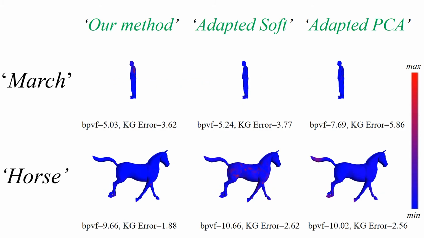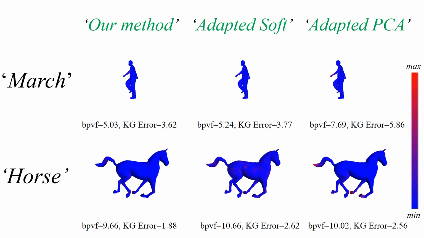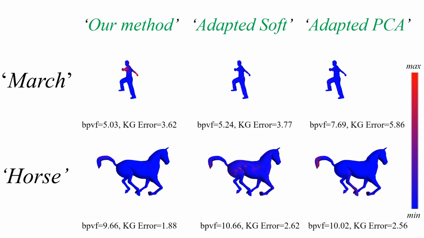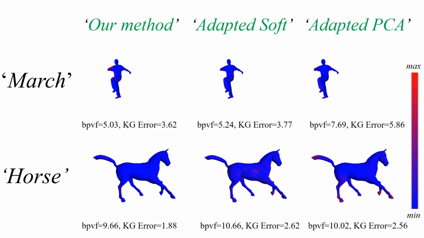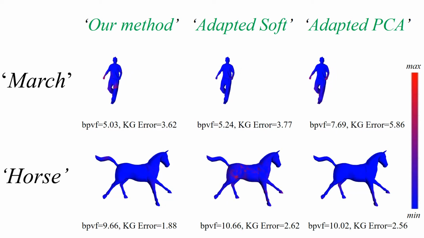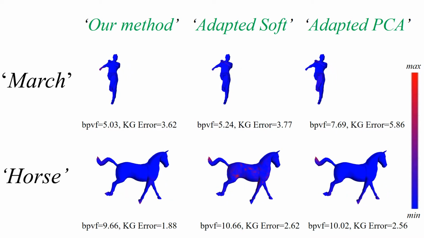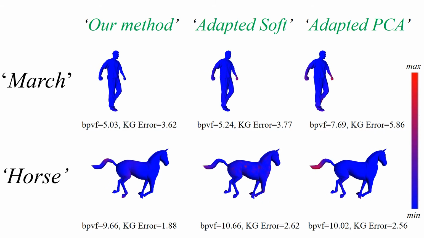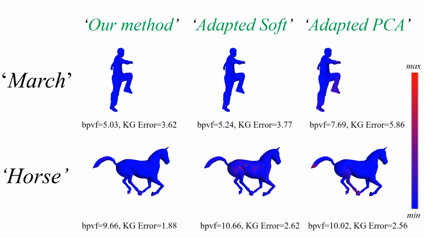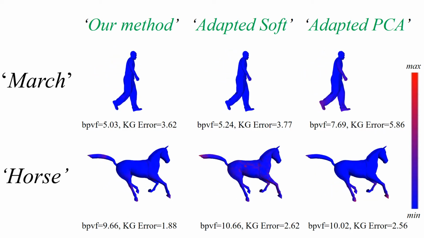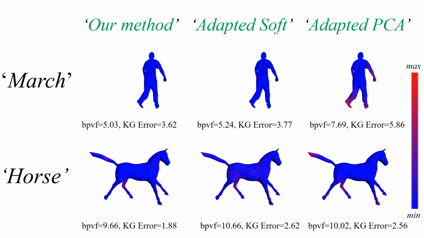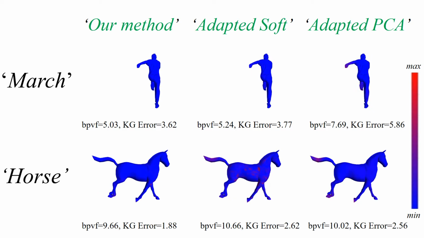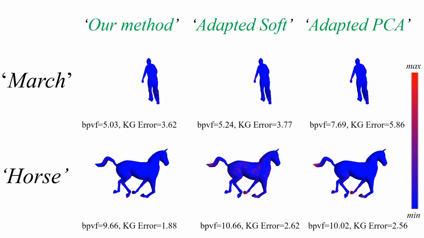These videos show the heat map visualizations of the reconstruction errors by using our method and the other methods. Overall, our method can achieve smaller reconstruction errors with lower BPVF for the experimental data. As can be seen, high reconstruction errors occur randomly on the mesh using the adapted SOFT, as this method is based on linear prediction coding, which does not explicitly constrain the spatial affinities.